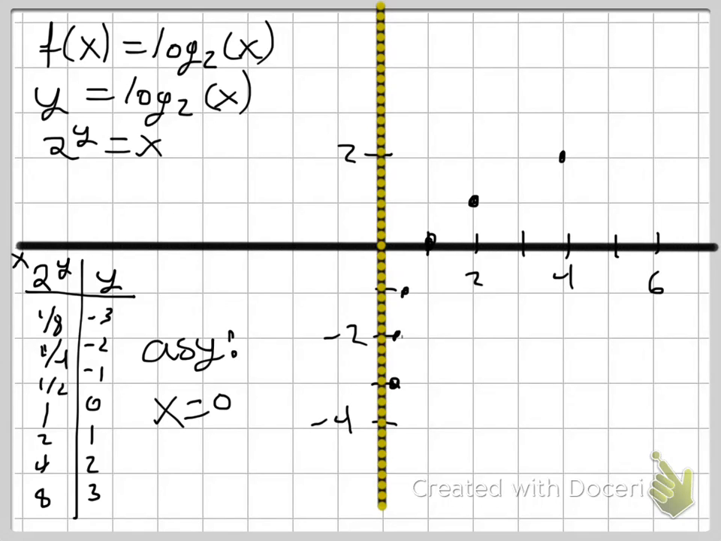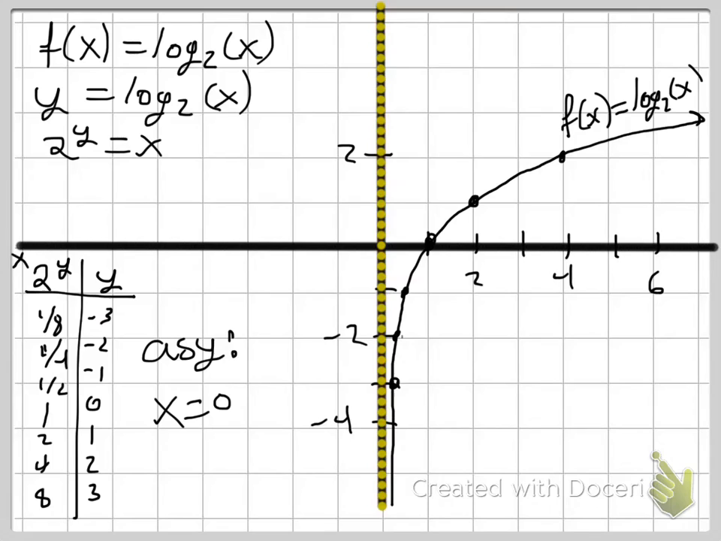And this one has an asymptote at x equals 0. Remember, your exponential function had an asymptote at y equals 0, so logs and exponentials are inverses, so you switch the x and the y. So instead of y equals 0, we have x equals 0. And then we can go ahead and connect our dots, and that's f of x equals log base 2 of x.